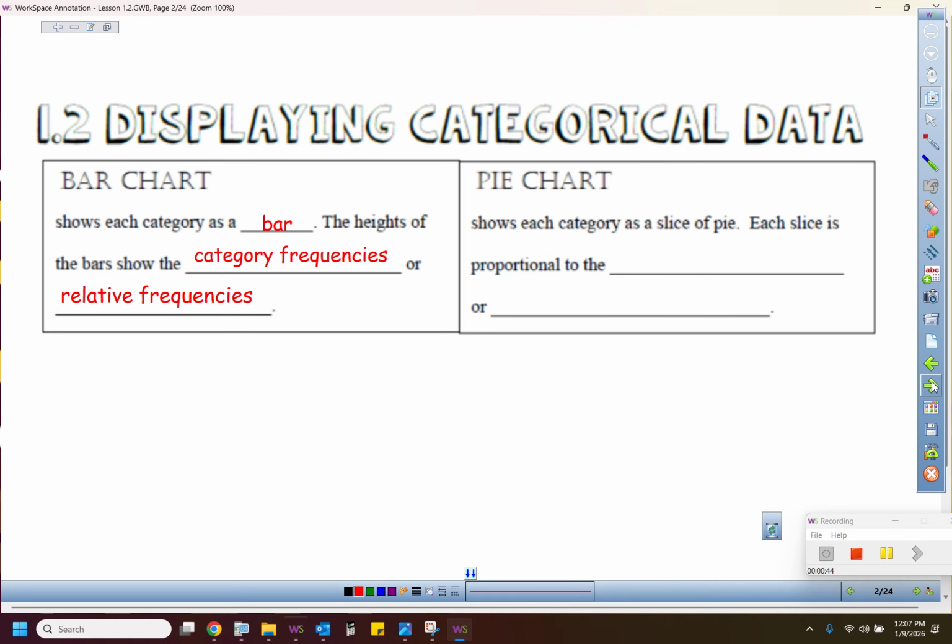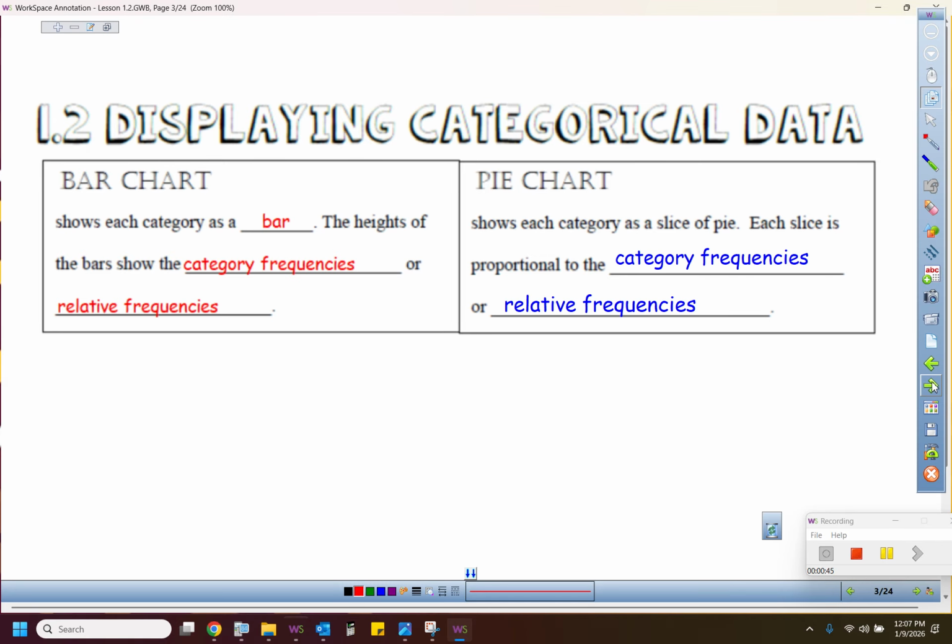And then the pie chart, sometimes also called a circle graph. It all means the same thing. It shows each one, and they use the frequencies or the relative frequencies again. But it's only categorical. Next time we'll talk about quantitative data. Today is categorical data.